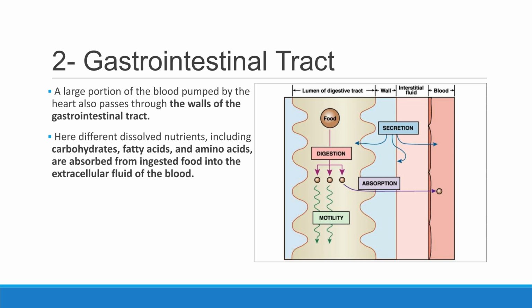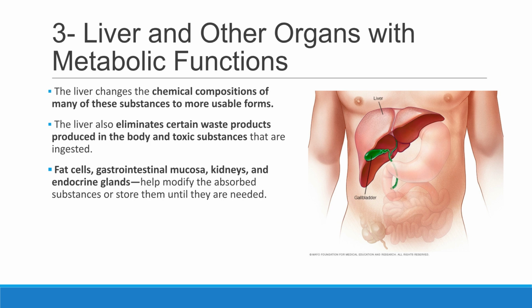The gastrointestinal tract absorbs dissolved nutrients such as carbohydrates, fatty acids, and amino acids from ingested food into the extracellular fluid of the blood. The liver modifies absorbed substances into more usable forms, eliminates waste products, and detoxifies ingested toxins. Other organs like fat cells and kidneys also contribute to substance modification and storage.